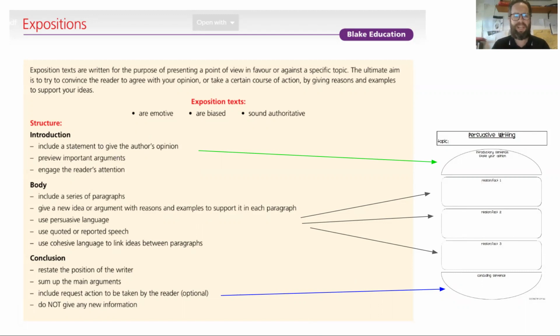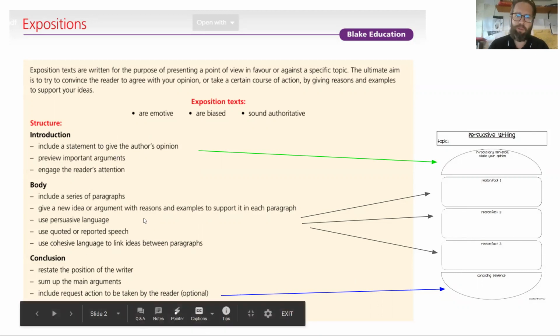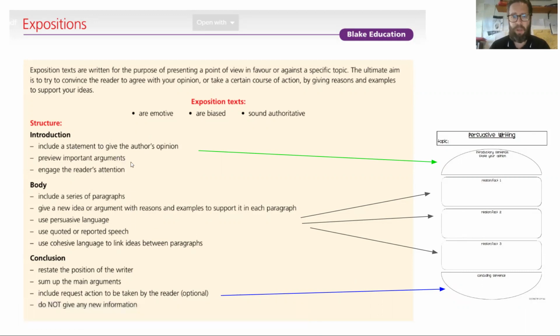But you really want to edit your three appeal paragraphs that you've written, and I would also link them in with your introduction. So go in there and get your introduction back, put them all in the one document, and have a look at how it flows. Your introduction obviously wants to state what your opinion is. It needs to be clear what your topic is and what side you're on, okay? Preview your important arguments and engage the attention.